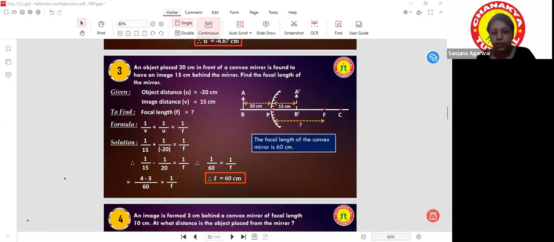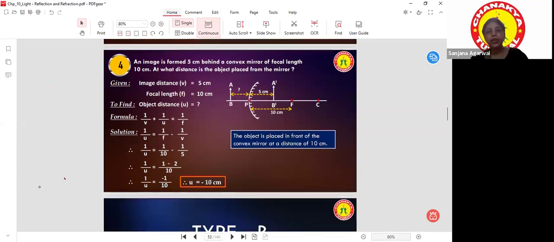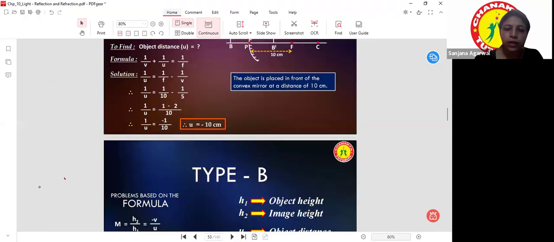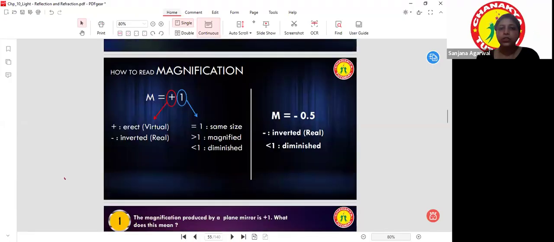So here is another numerical based on convex mirror only. Children, you can pause the video and solve on your own. Let us practice more numericals, not just based on the mirror formula, but based on the formula magnification, which is given by height of image to height of object, or it is given by negative of image distance to object distance.